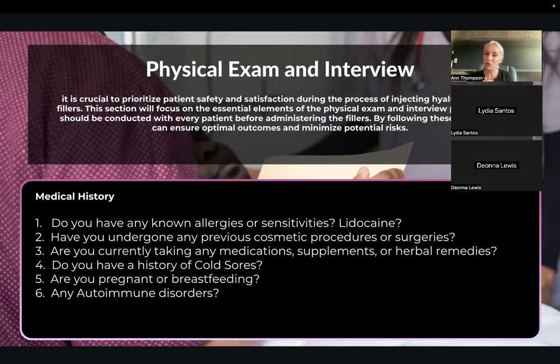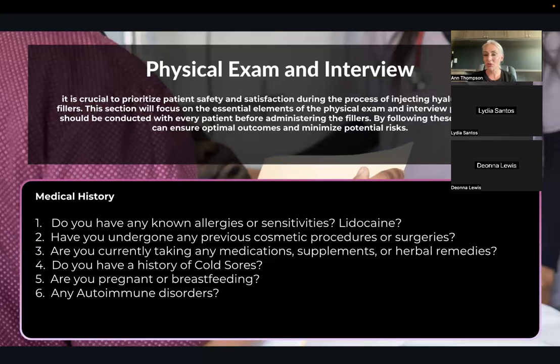Also, if they have a history of cold sores, you do need to pre-treat the patient. You can treat them as soon as they leave. You can call the prescription in, or your telemedicine provider can call it in for them. But they do need to take it, especially if you're going to be doing those lips, because the worst thing that you can do is do someone's lips and then the very next day they break out in a cold sore. It's going to move that filler, and now your beautiful work is going to be uneven.